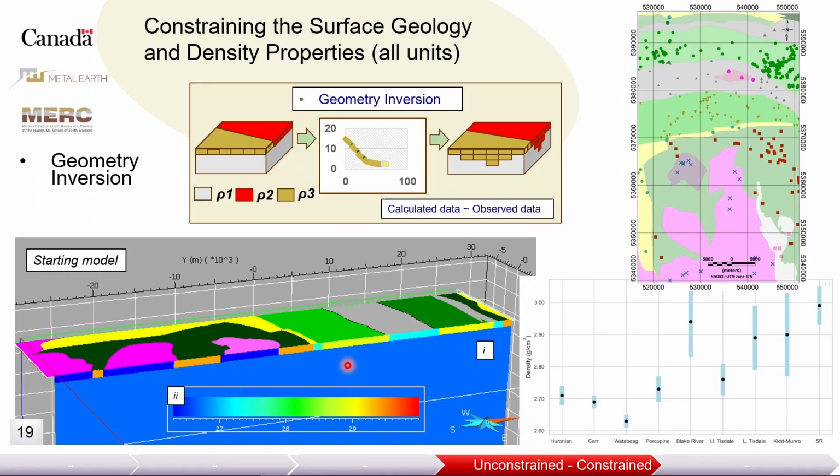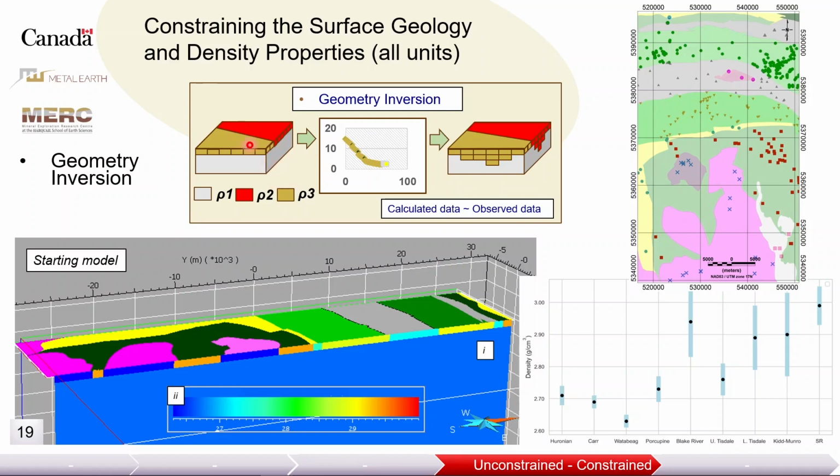We did constrain the geology at the surface, so we end up doing a constrained geometry inversion. In the geometry inversion, we have this starting model, very simple, just 3 units. In this case, we are constraining the geology at the surface, saying the contacts are not allowed to move. They are allowed to move, though, at depth.